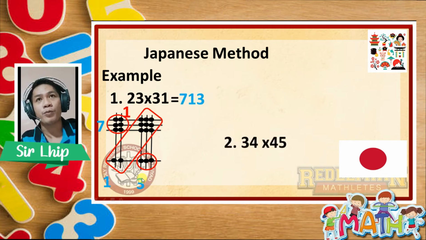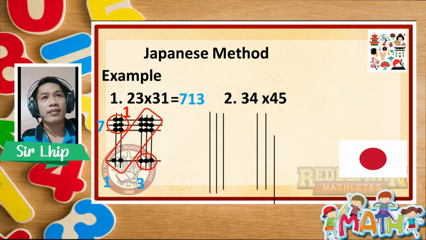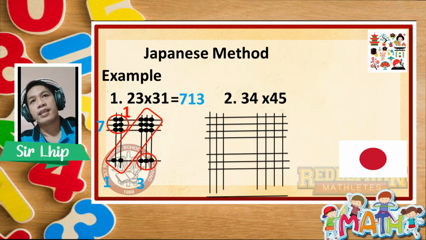Example number 2. Same process with example number 1. 34 times 45. So, draw 3 vertical lines on the left and 4 vertical lines on the right. Then, 4 lines up and 5 lines down. Then, encircle the lines that intersect.